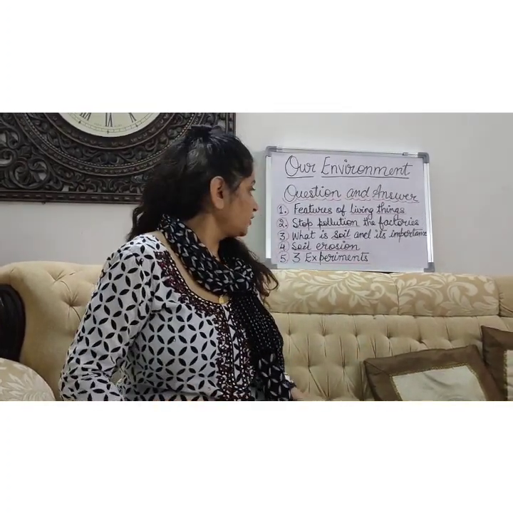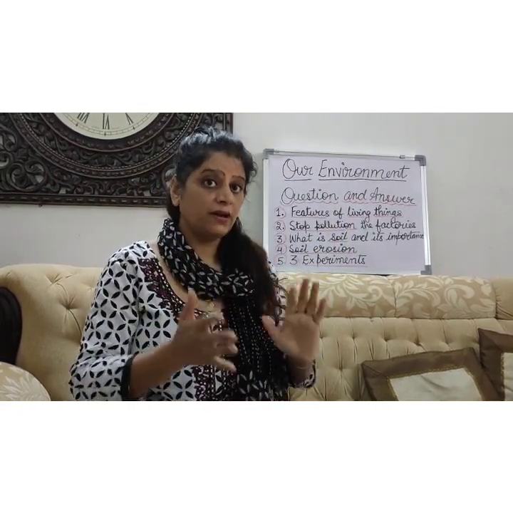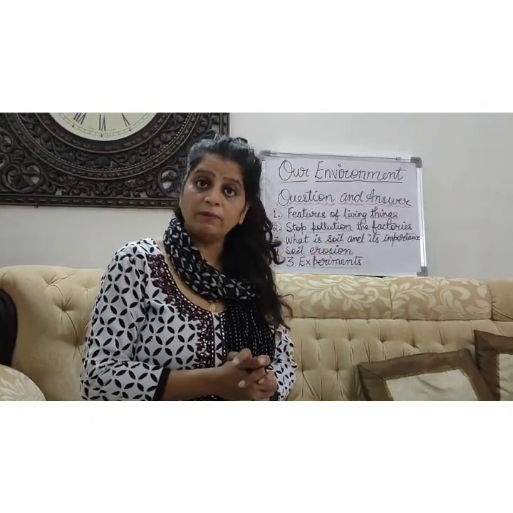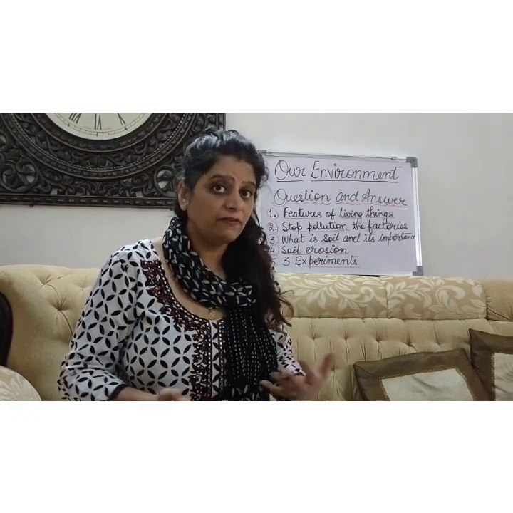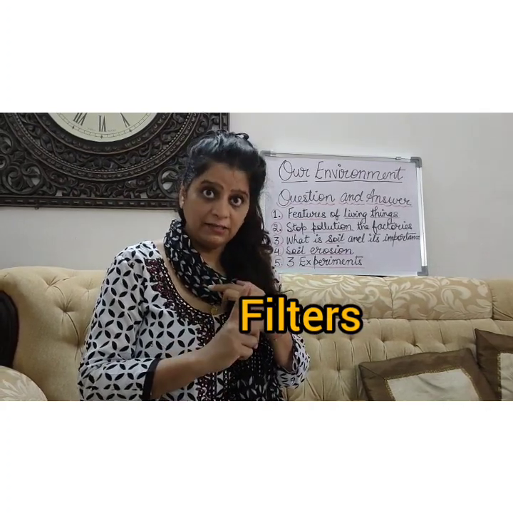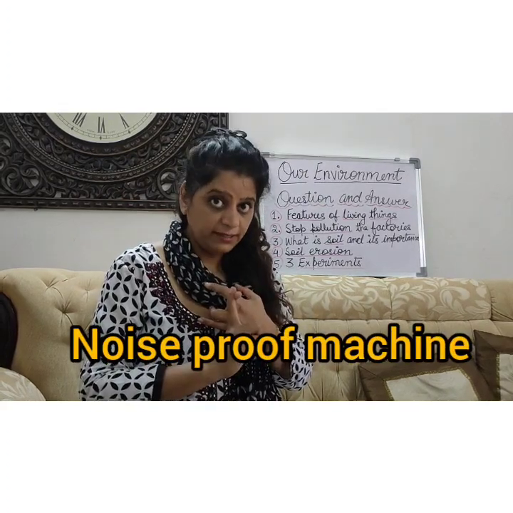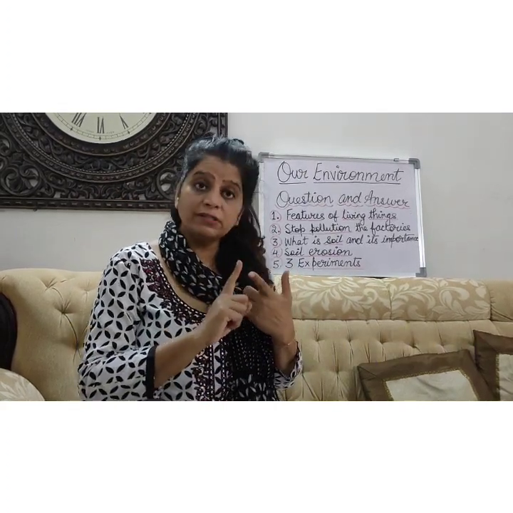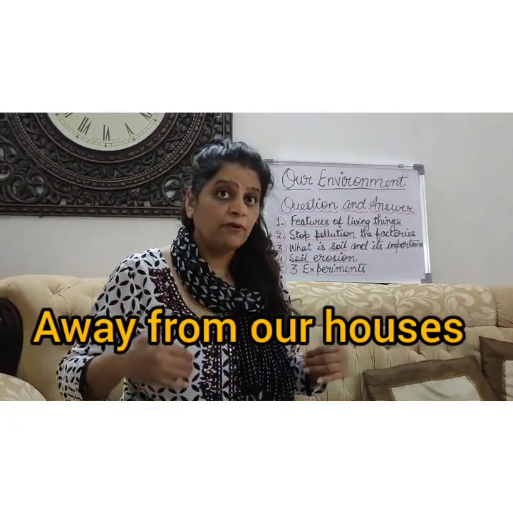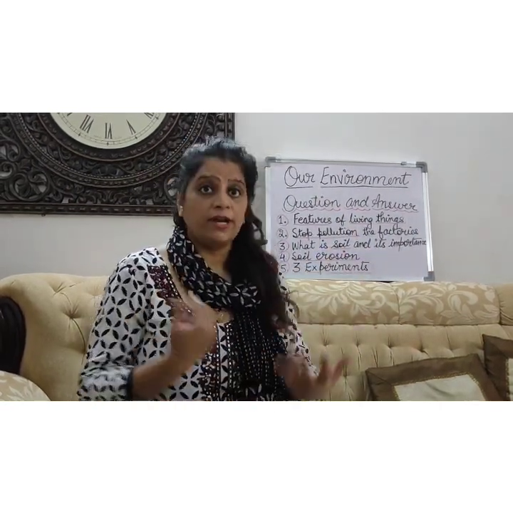Okay children, so first of all, the features of living things that I have shown you with the pictures, you can write those features. Then how to stop pollution? We can stop the pollution released by the factories by installing filters, cleaners, and noise-proof machines. Then we can also make the factories away from the residential area where we live, away from our houses, isn't it?